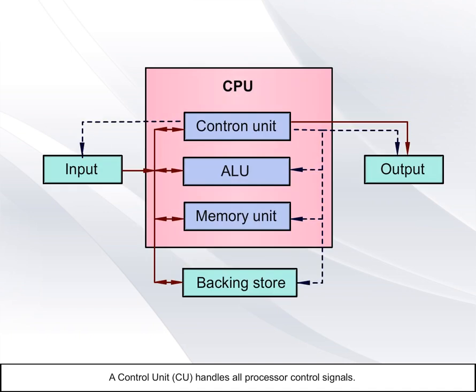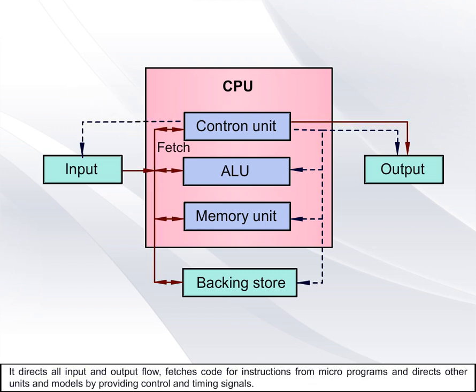Control Unit, CU. A control unit, CU, handles all processor control signals. It directs all input and output flow, fetches code for instructions from microprograms, and directs other units and modules by providing control and timing signals.